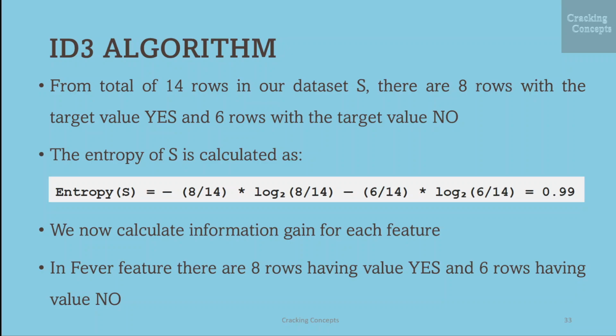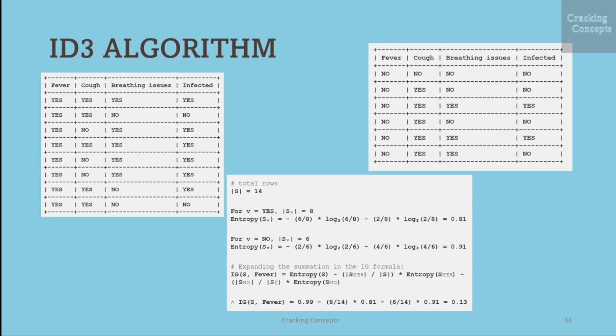For the fever feature, there are 8 rows having the value yes and 6 rows having the value no. This is shown in the table given here. Also, in the 8 rows with yes for fever, there are 6 rows having target value yes and 2 rows having target value no. And in the 6 rows with no, there are 2 rows having target value yes and 4 rows having target value no. And the image at the bottom shows the calculation of information gain for fever. And the final answer we get is 0.13.